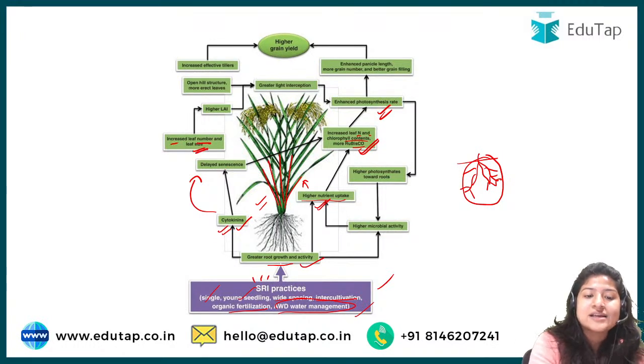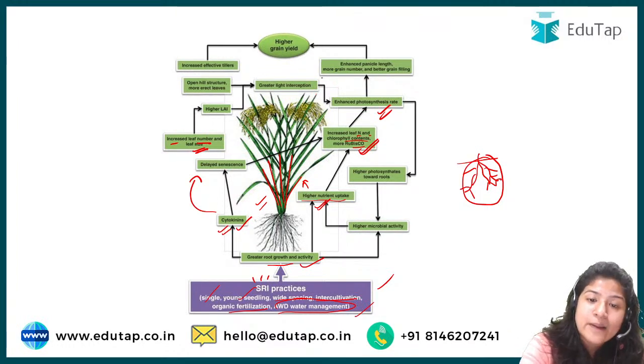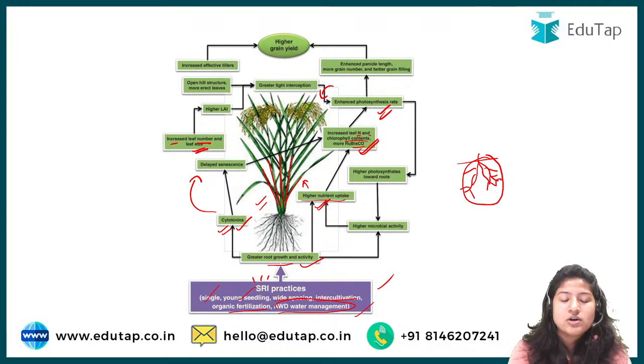Once the photosynthesis would be more and this area is larger in number, with increased leaf number and leaf size, what would happen? There would be a lot of photosynthesis done. When that happens, then the panicle formation would be more. Okay, so this is the basic concept of SRI, due to which not many plants are focused, few plants are sown, and much focus is done on that.